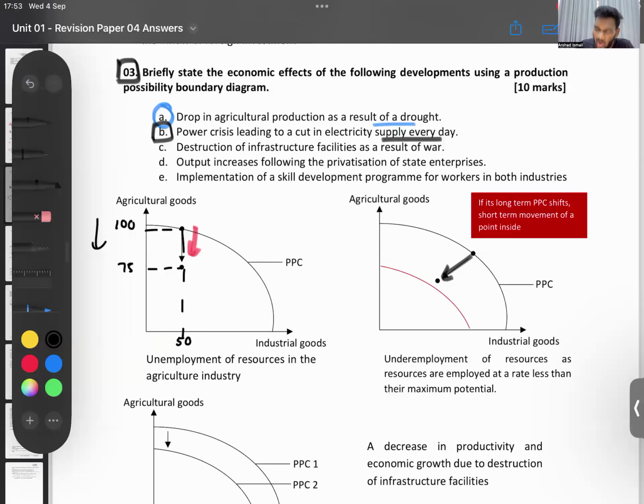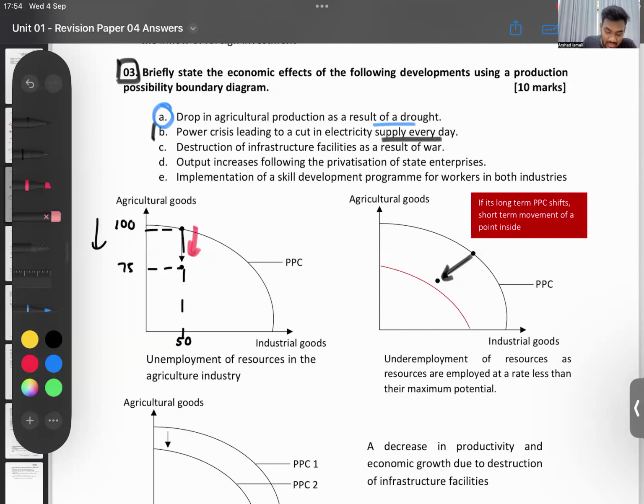Now, if it's a very short-term thing, if your paper says a small power cut, let's say a 1 hour power cut, then you can show it with a point moving in. But here they are saying a daily, everyday power cut, a power crisis, so you will shift the PPC. It's okay if you get it wrong. I'm just getting you to think. These questions are quite difficult.